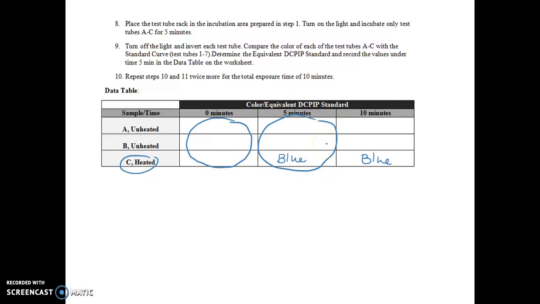So what I want you guys to do is read through the whole experiment, get an idea of what's going on, and try to think of some factors that you and your group could change between tube A and tube B, so you can be a good contributor to your lab group.